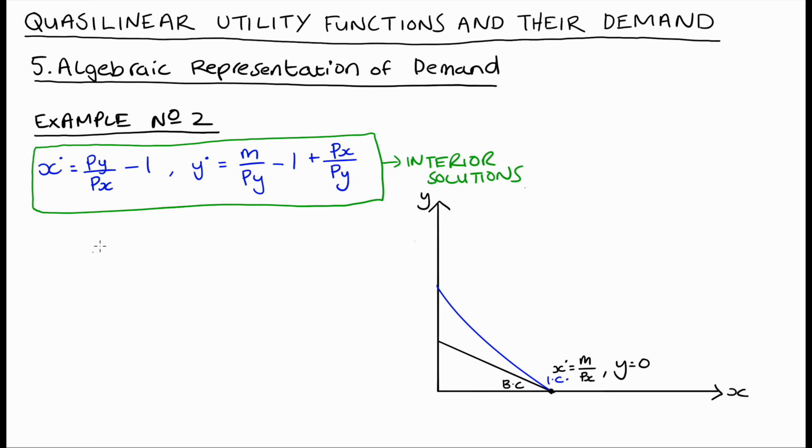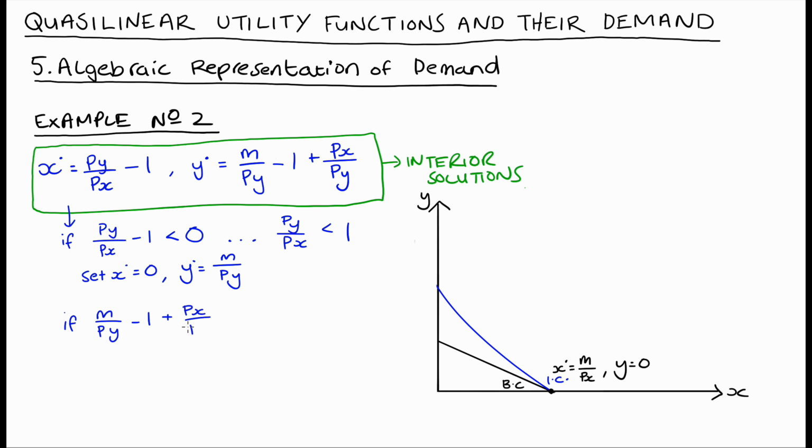So algebraically we have our interior solutions, but if the tangency value of x is less than 0, so if py over px minus 1 is less than 0, or to say this another way, if py divided by px is less than 1, then we spend all of our money on y, so y star is equal to m over py and x is equal to 0. And if tangency y is less than 0, so if m over py minus 1 plus px over py is less than 0, then we spend all of our money on x. So we set y equal to 0 and x equal to m over px.